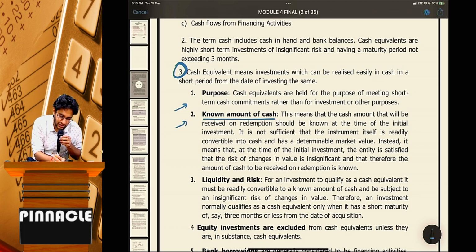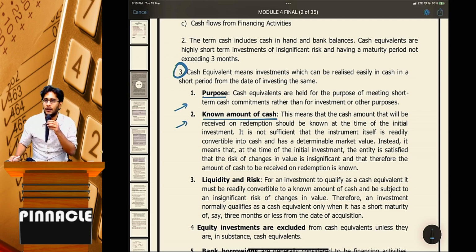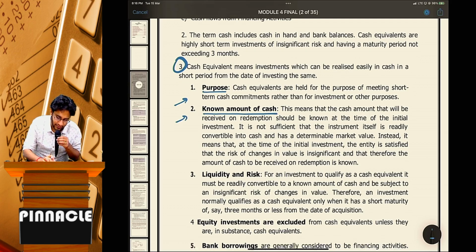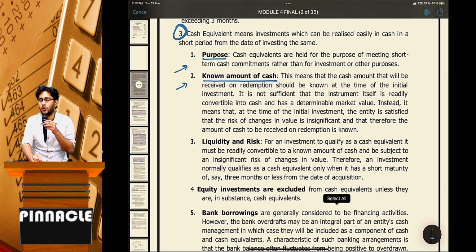Known amount of cash. The significance of this point is, the investments which you want to call as cash equivalent, they should not be carrying significant risks. Market fluctuations, all these are there, then it is not cash equivalent.